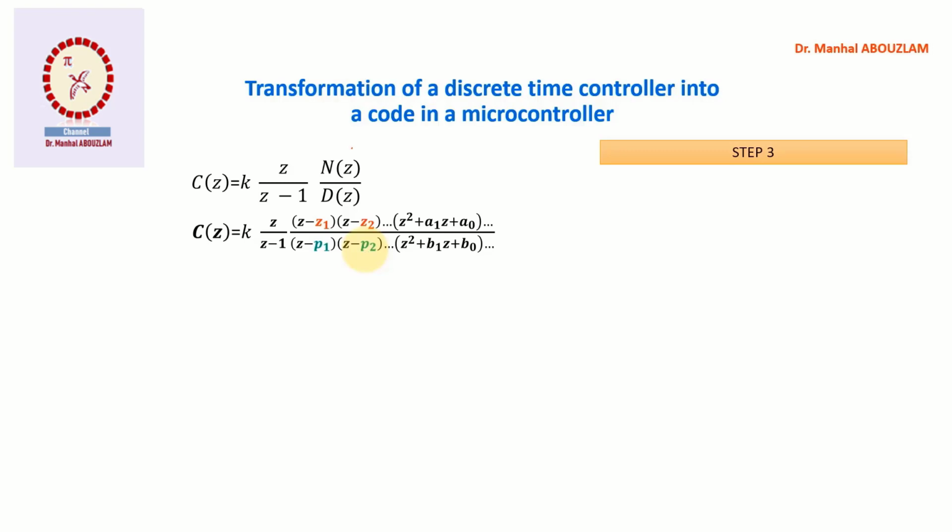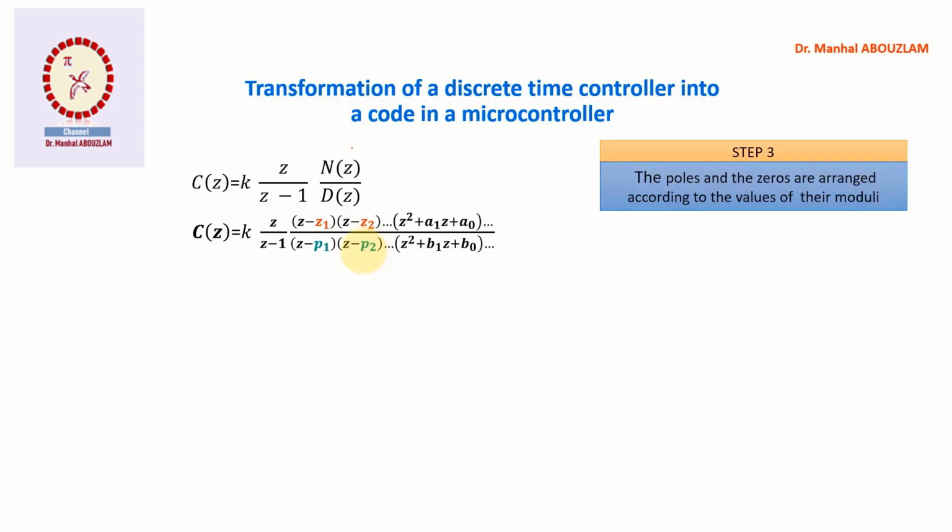Now the third step says the poles and the zeros are arranged according to the values of their moduli. What does that mean? Let's take this example where we have again an integrator and N(z) over D(z). Okay, now what are we going to do?